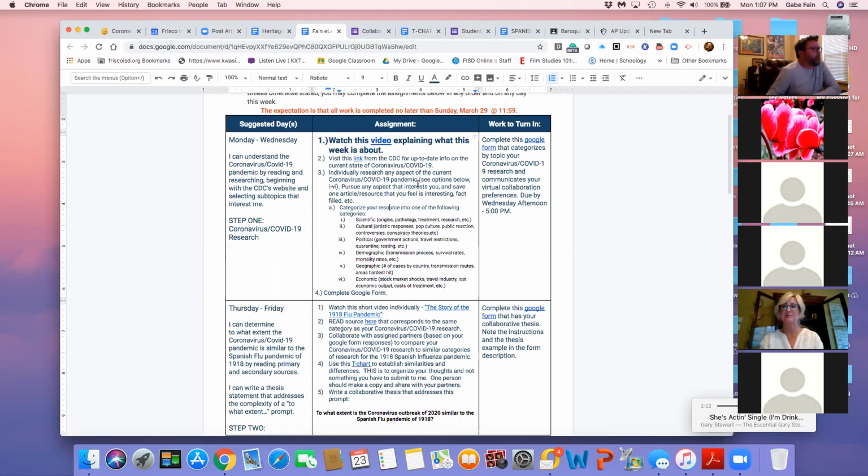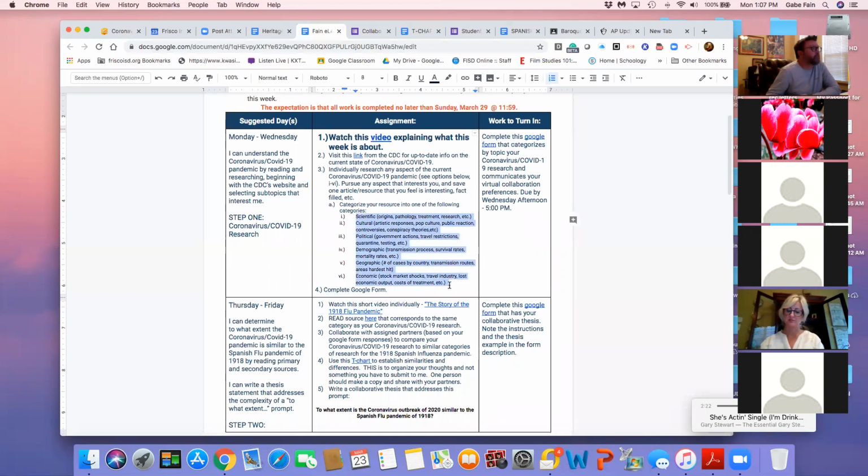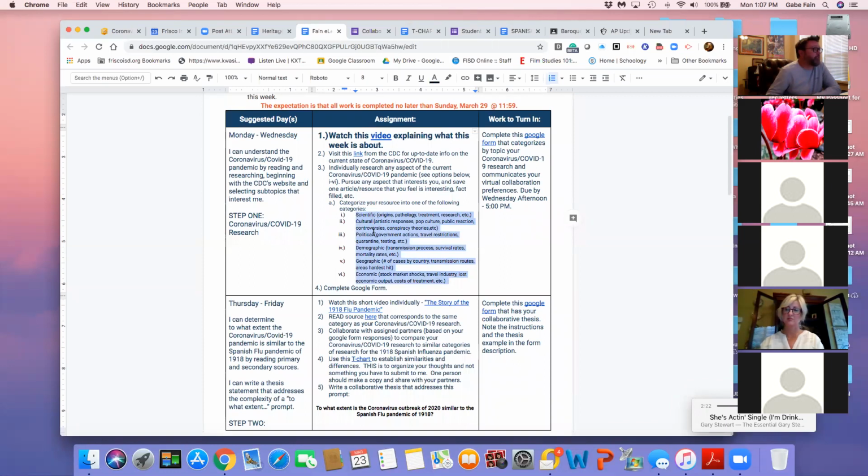When you're done with your individual thing, when you found your resource that you think, this is what I like, this is what I want to know about coronavirus, we're asking you to find some other people, it could be in any humanities class, and share your research with them, and then categorize your research into one of these 6 categories: scientific, cultural, political, demographic, geographic, or economic. It might fit in multiple, but you put it in where it seems to mostly fall.